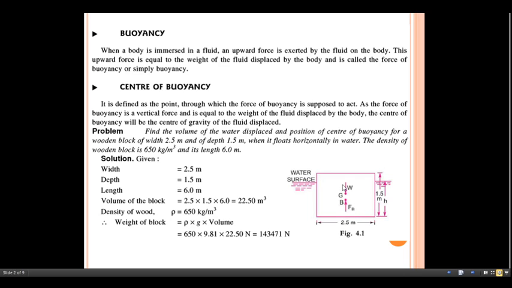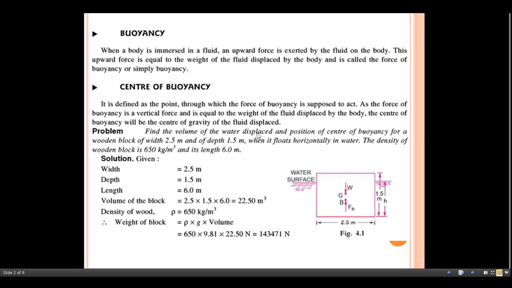So this will be clear to you here. The center of buoyancy point and the center of gravity point, whatever force acts here, is from the fluid displaced by the body. This is nothing but buoyancy. So let us discuss a problem on the same point.